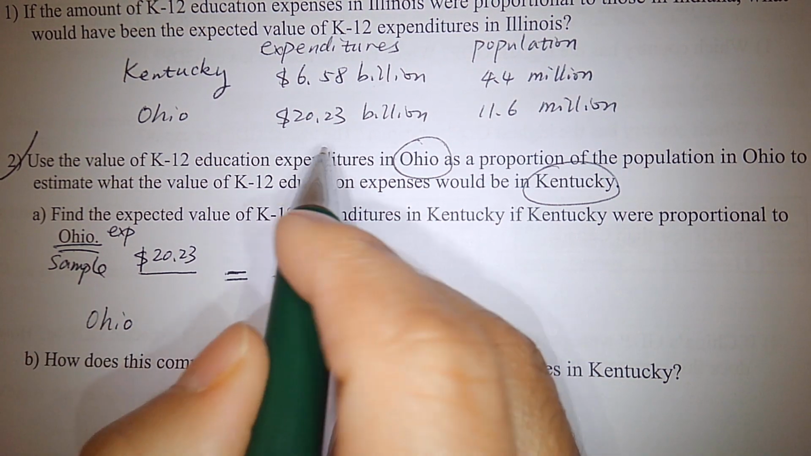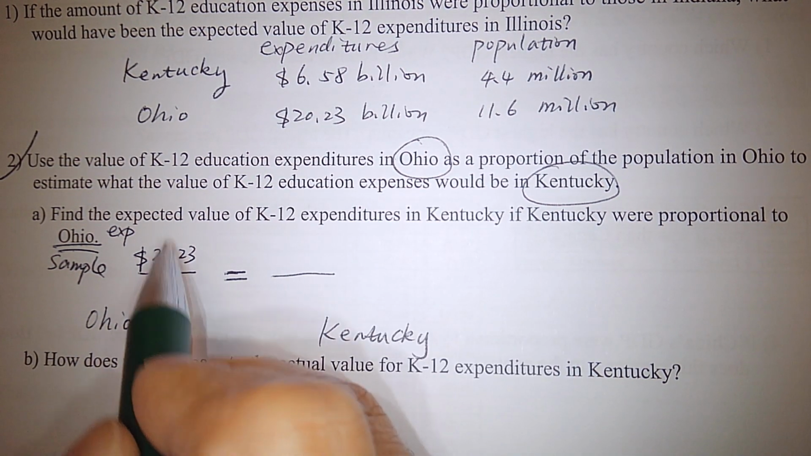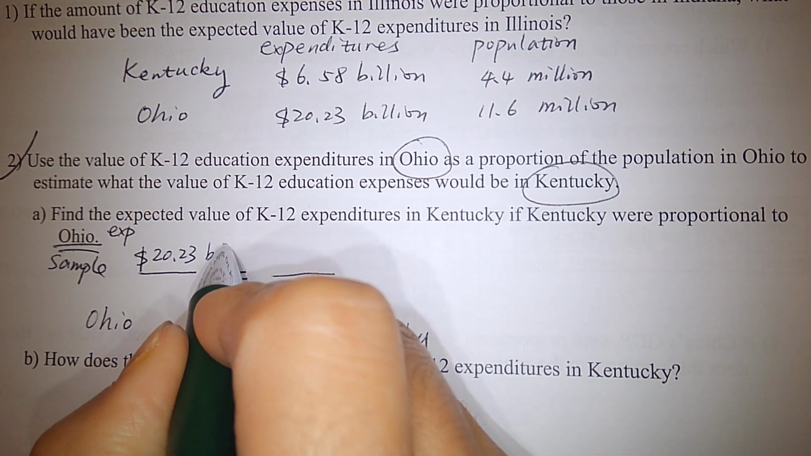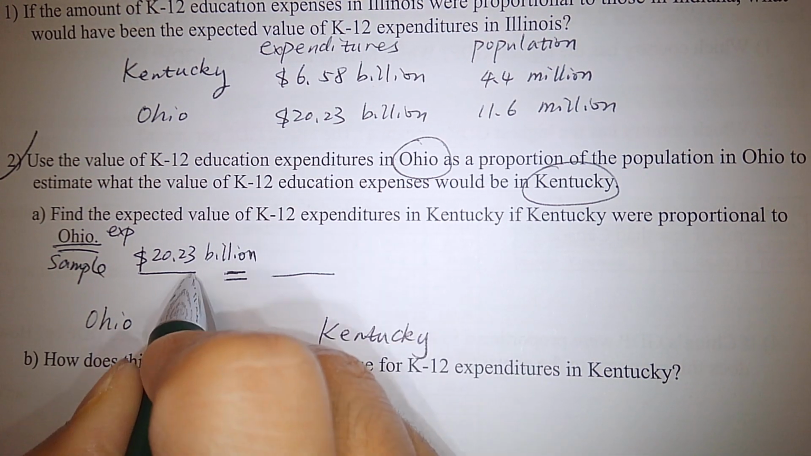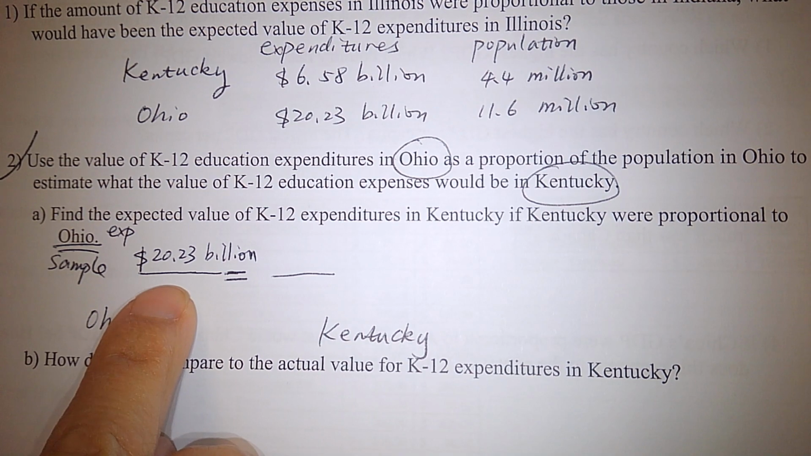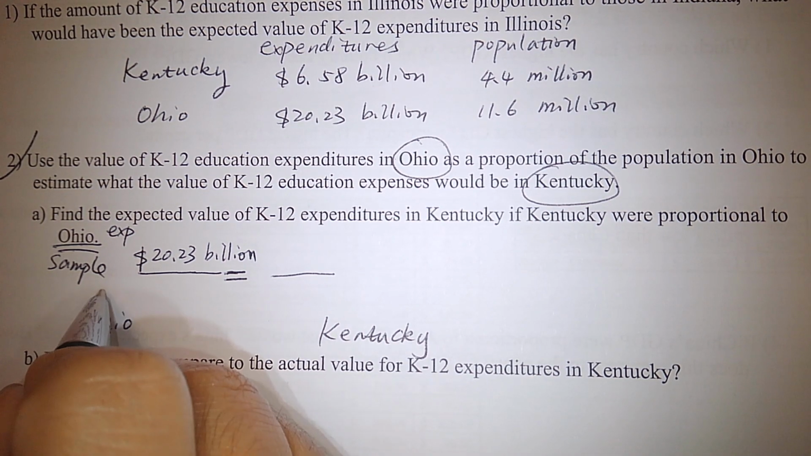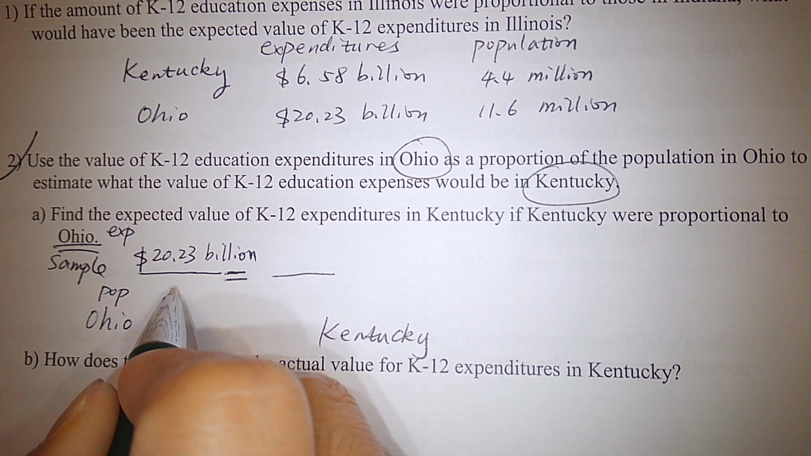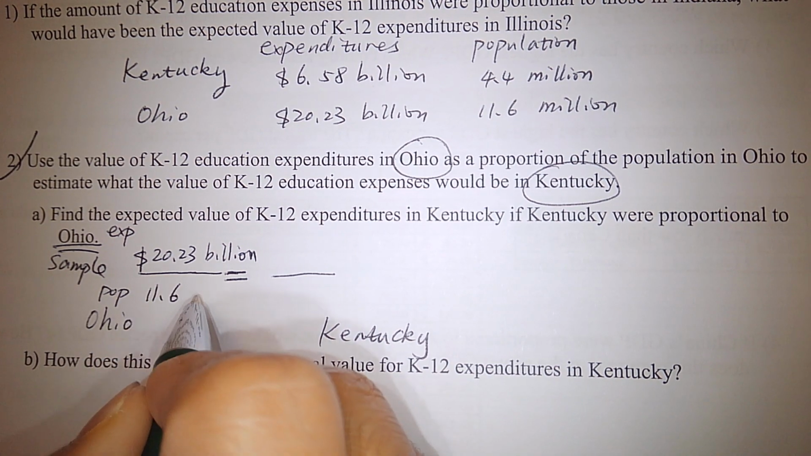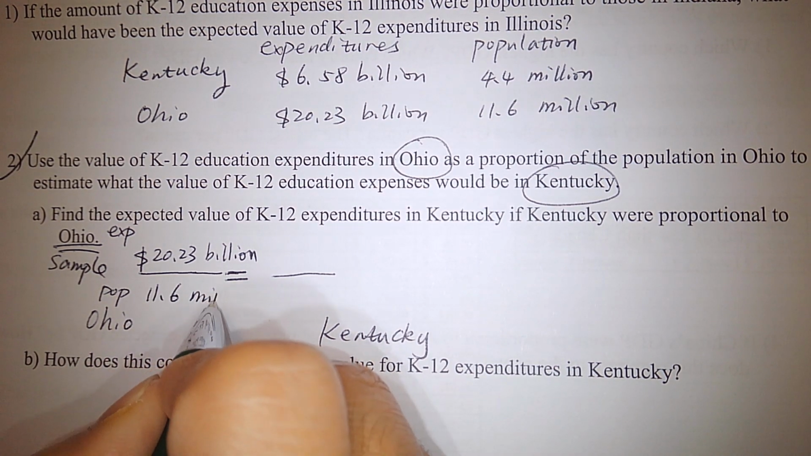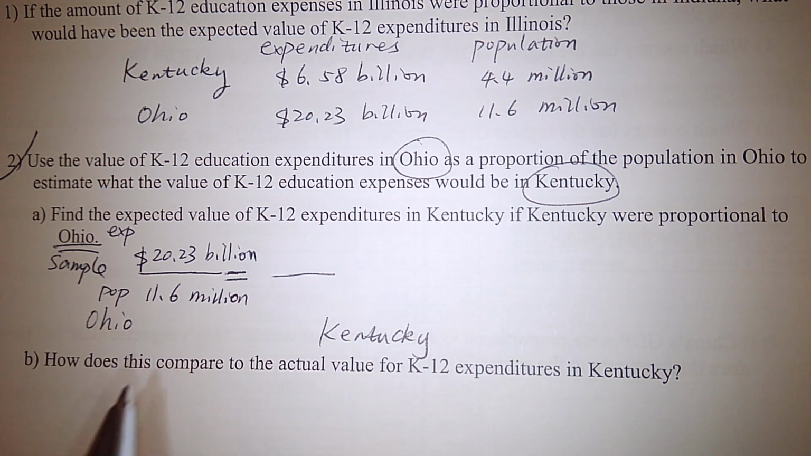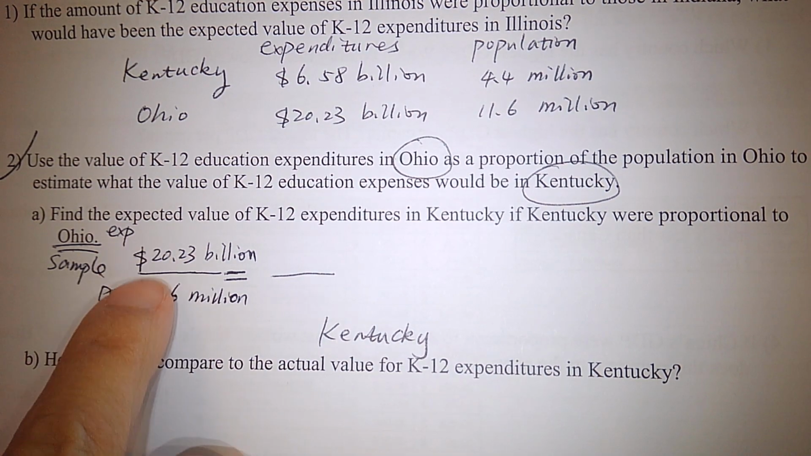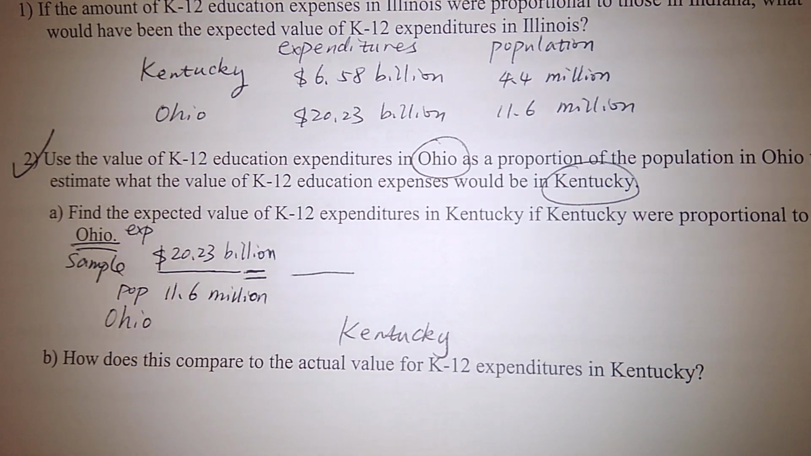20.23 what? Use Ohio's, because this side is Ohio. Billion. And then we put the population, which is 11.6 what? Million. So this is already one side of the proportion, right guys?